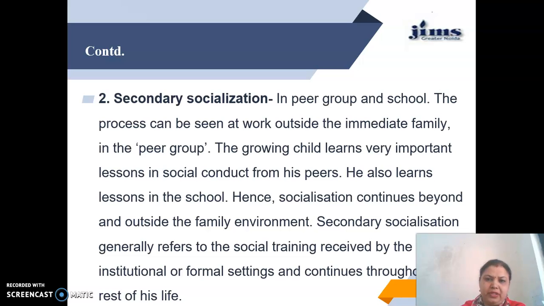Next is secondary socialization in peer group, and it happens in peer group and in school. The process can be seen at work outside the immediate family in the peer group. The growing child learns very important lessons in social conduct from his peers. He also learns lessons in the school. Hence, socialization continues beyond and outside the family environment. Secondary socialization generally refers to the social training received by the child in institutional or formal settings and continues throughout the rest of his life.